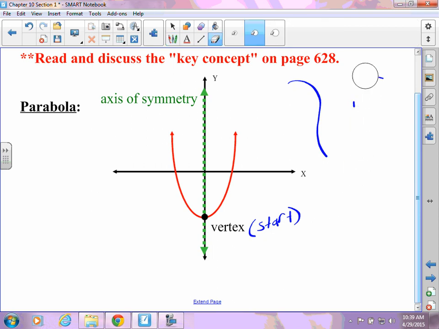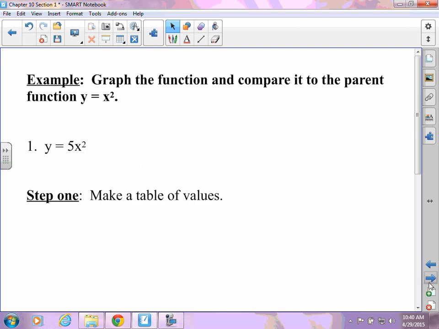This is going to be similar to the one that you see in your homework today. So you want to take really good notes, right? It says graph the function and compare it to the parent function. And notice that I have some steps for you. Now you did this with linear. You also did this with exponential. So the first thing that we're going to do is we're going to make some tables.